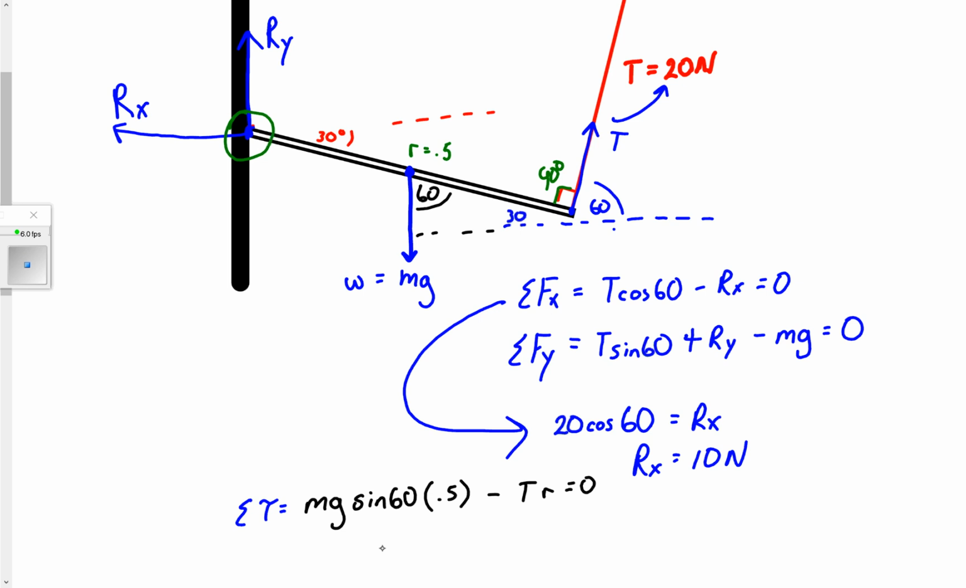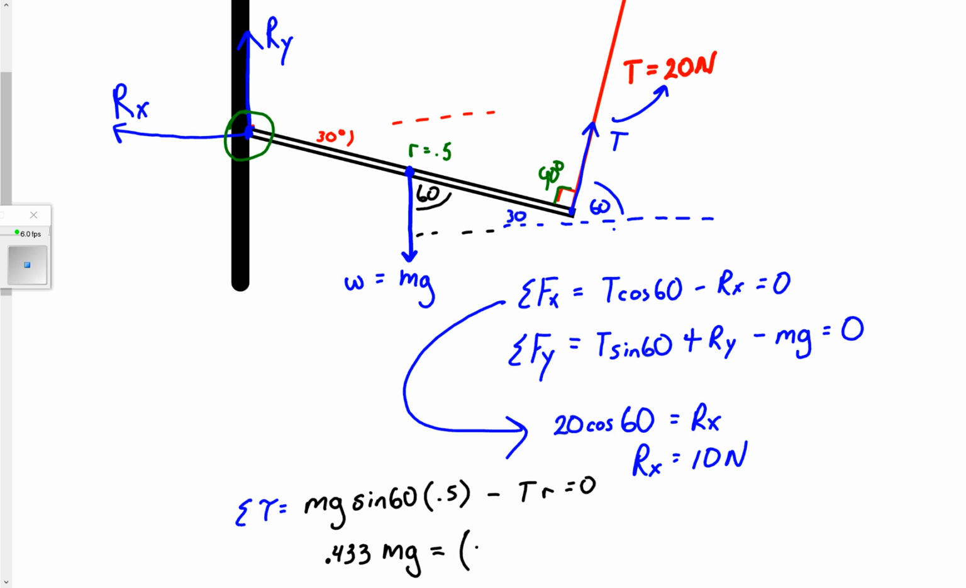We're looking for mg. So we're looking for mg sine of 60 times a half. Let's see, that's 0.86 times a half. So that would be 0.433. And I wrote mg. You could write w. And that's going to be equal to T times R.